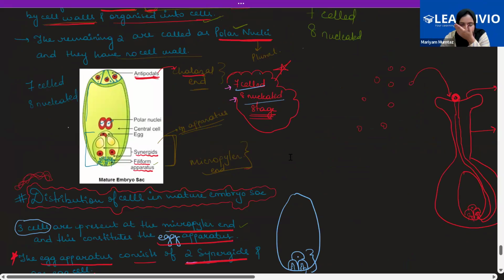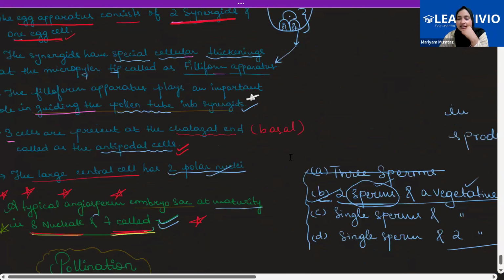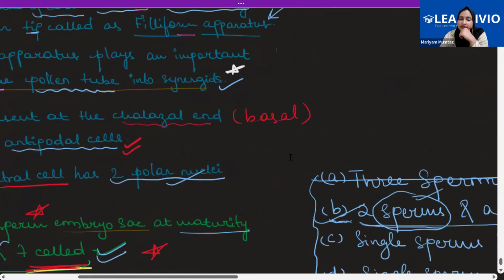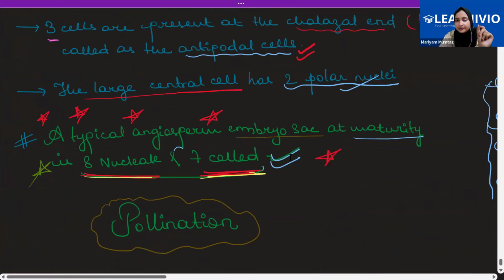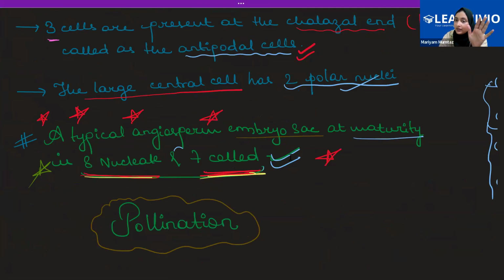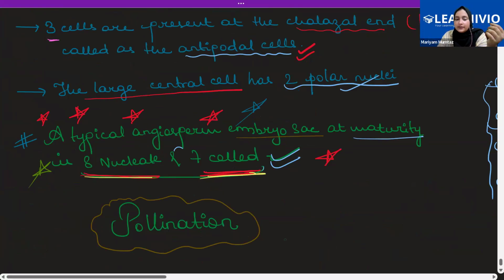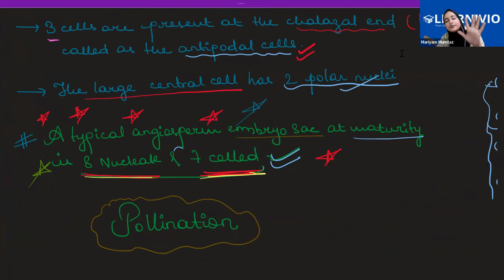Is it clear, students? The basic arrangement is clear? Yes. So always remember that a typical angiosperm embryo sac at maturity has 8 nuclei, but it has 7 cells associated with it. This is very important and you must know how to justify this particular state. Is it clear to everyone? Any doubts? Anything you want to ask?